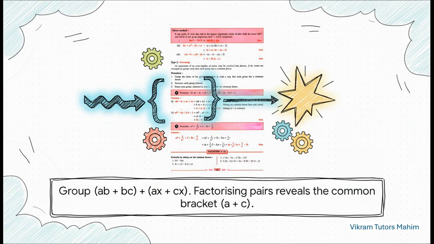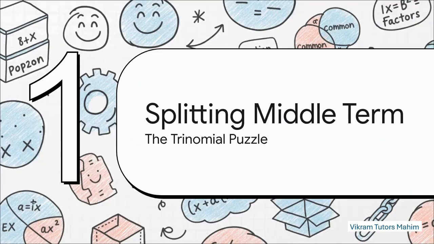And here is that magic moment in action. So look at this expression, AB plus BC plus AX plus CX. First, we group it into 2 pairs. Then we factorize each one. The first pair gives us B times (A plus C), and the second gives us X times (A plus C). And there it is. See it? That (A plus C) bracket is now our new common factor. So we just pull that out to the front. And what's left over? The (B plus X). Awesome, right?